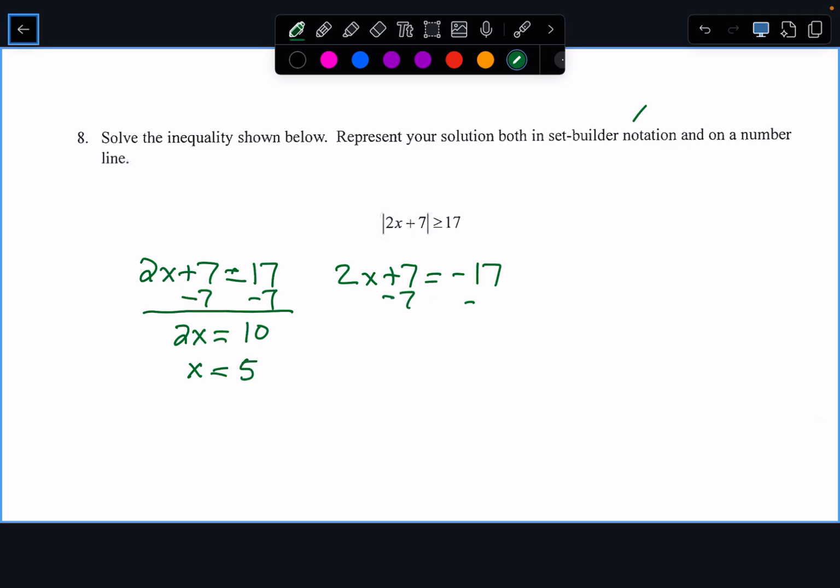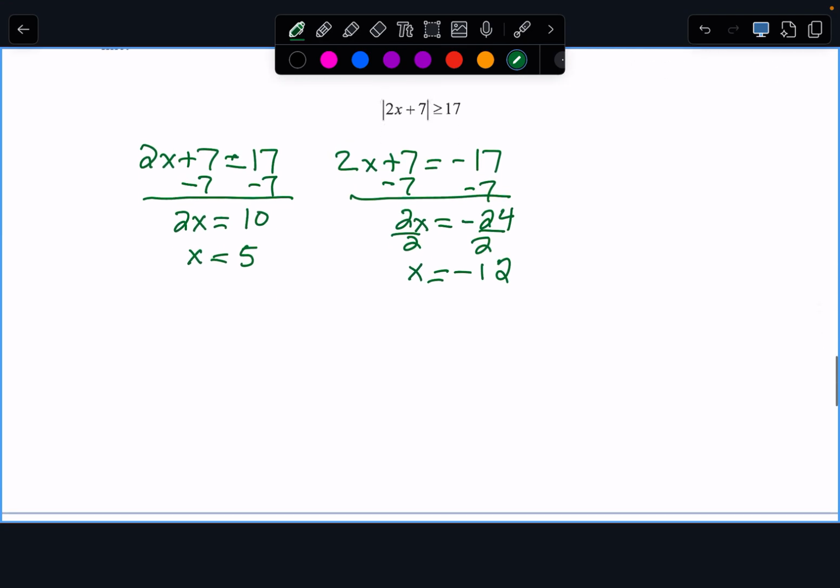Subtract 7, subtract 7. 2x is equal to negative 24. Divide by 2, divide by 2. X is equal to negative 12. All right, so we're going to put those two numbers on a number line. Negative 12, 5. So we're going to check 0, because 0 is in the middle somewhere.